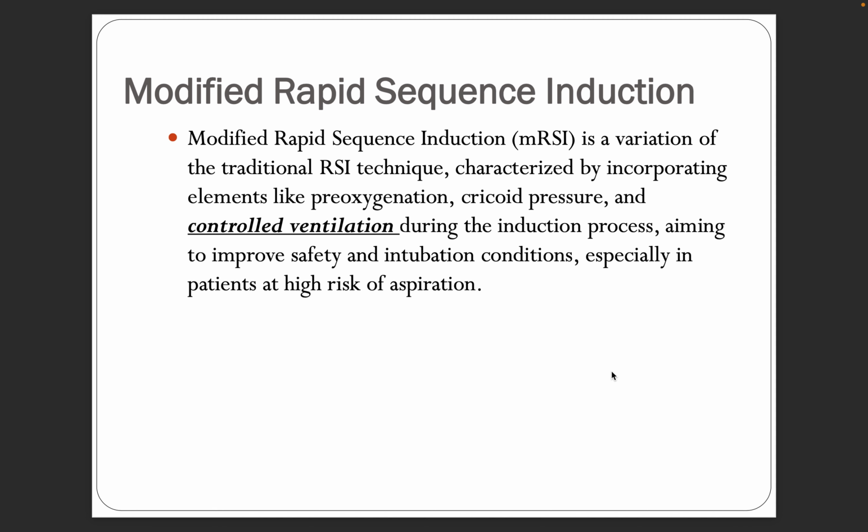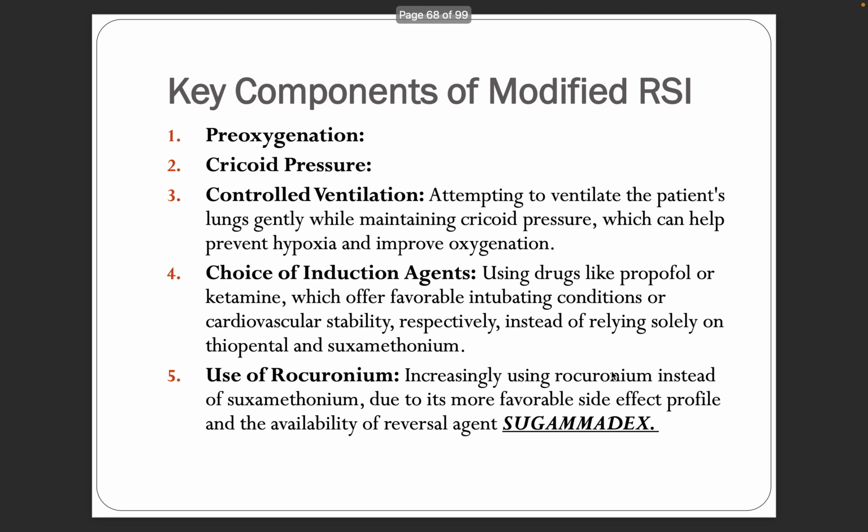Now there is something called a modified RSI, which is a variation of the traditional RSI technique characterized by incorporating elements like pre-oxygenation, cricoid pressure and controlled ventilation during the induction process, aiming to improve safety and intubation conditions, especially in patients at high risk of aspiration. So this is a modified RSI which involves controlled ventilation.